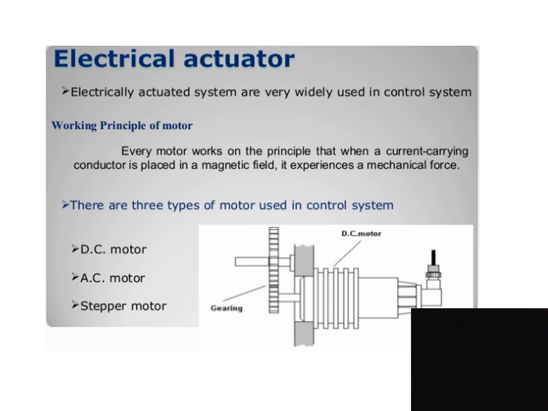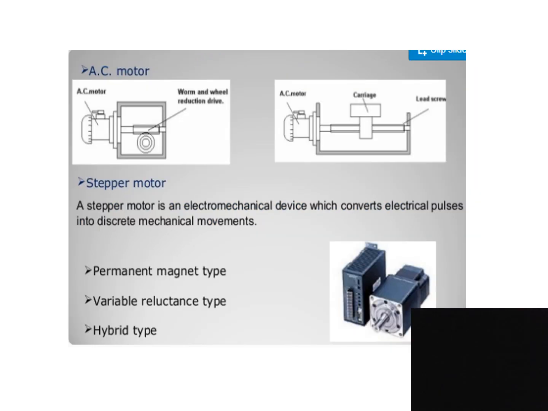The motor works on the principle that when a current carrying conductor is placed in a magnetic field, it experiences a mechanical force. We have different types of motors like DC motor, AC motor, and stepper motor. For a DC motor, we give a DC supply, and accordingly it experiences a mechanical force. Similarly, you have an AC motor where you give an AC current as a supply, and accordingly it converts that to a mechanical force.